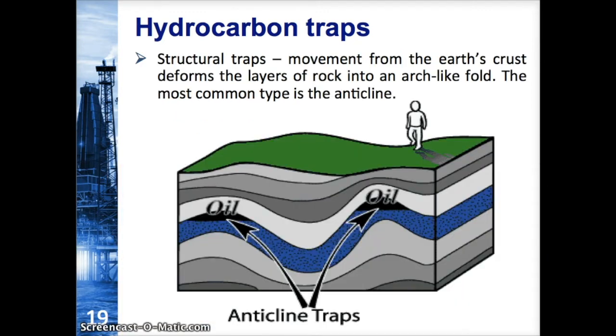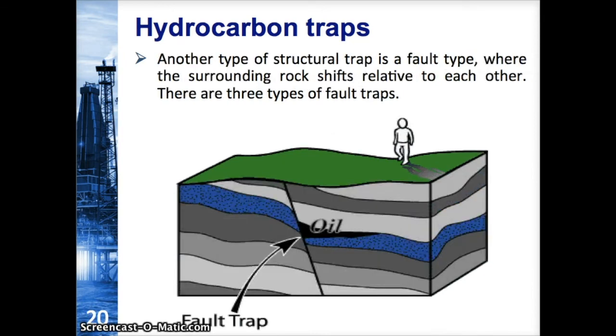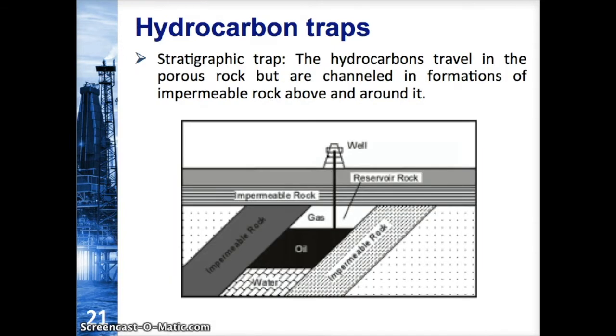There are two main types of structural traps, and the one I'm probably going to discuss the most and use as our analogy is the anticline trap. The other structural type is the fault trap, where actually two tectonic plates shift and trap oil. The second type is the stratigraphic type trap, and basically it's impermeable rock on one side, impermeable rock on the other, and impermeable rock on the top, and the oil and gas gets trapped inside.